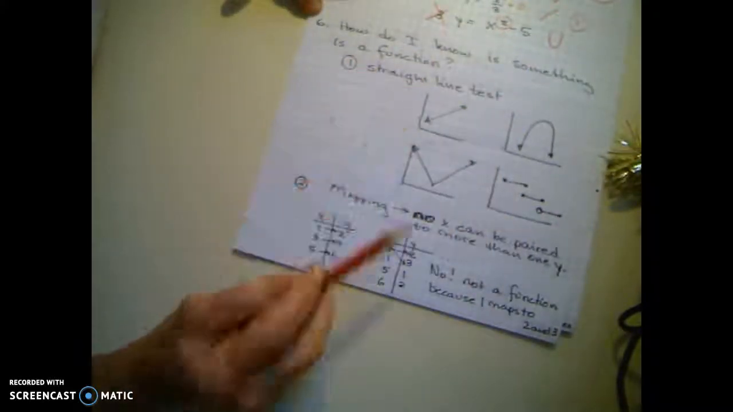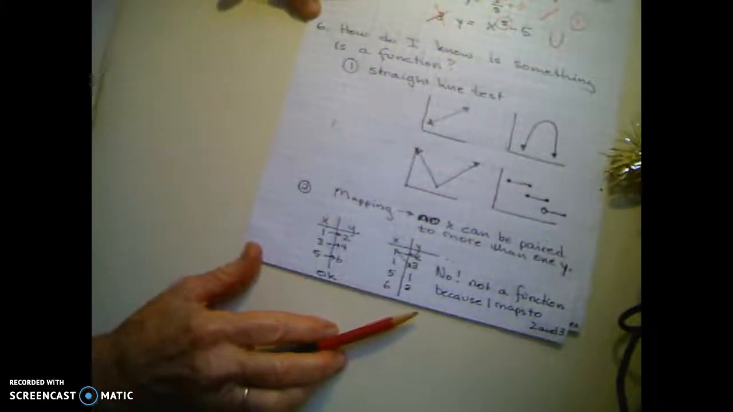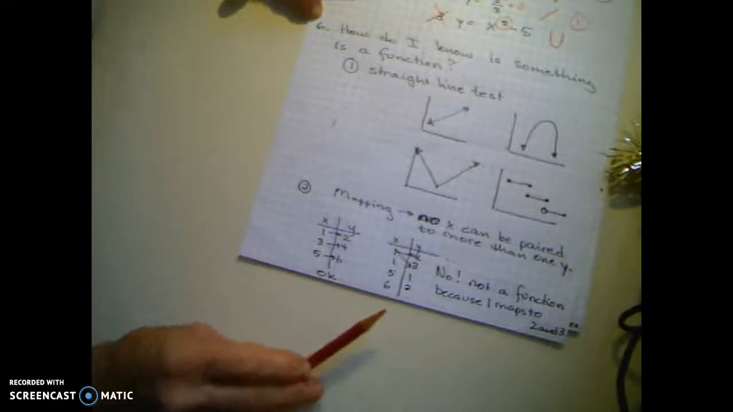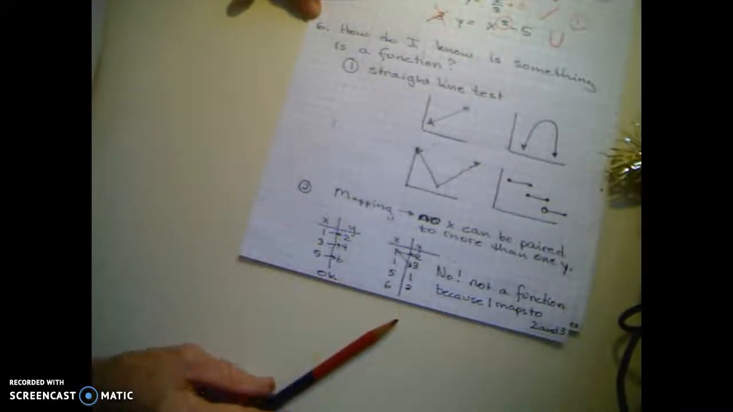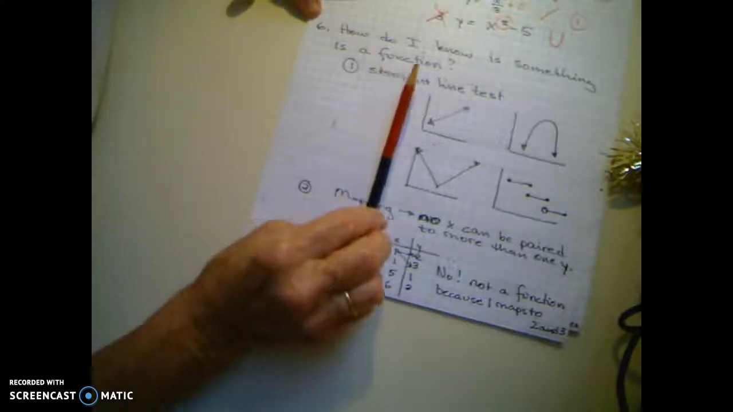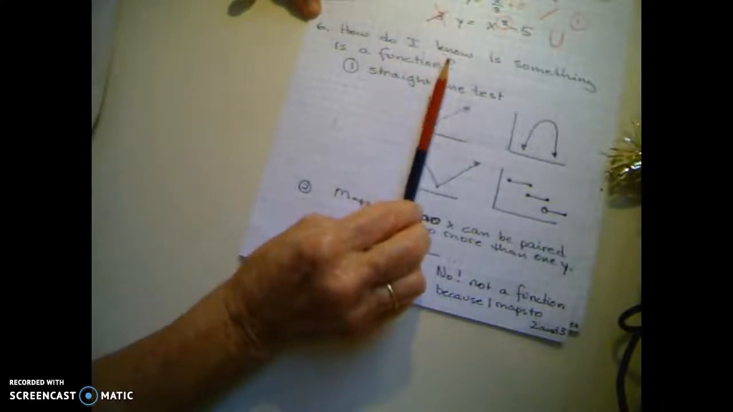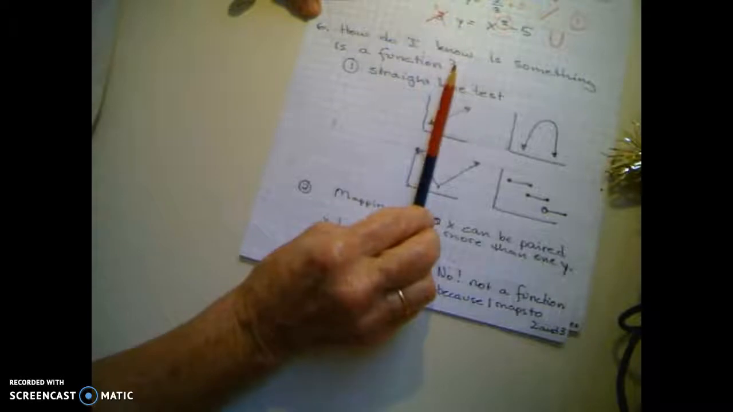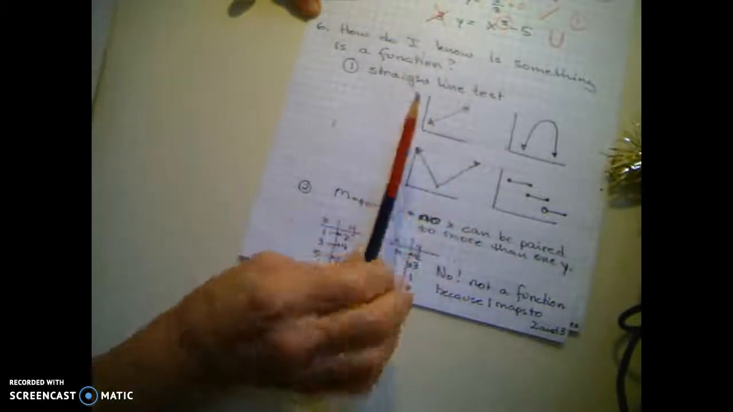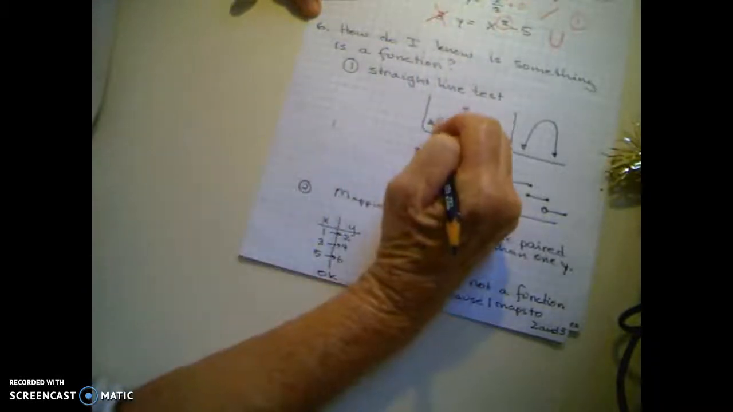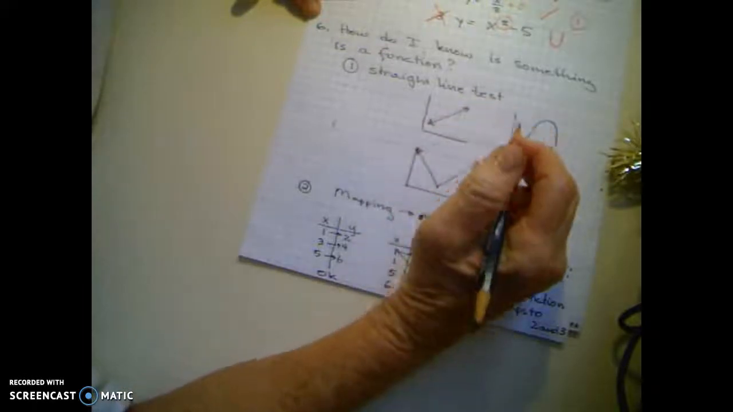Concept 6. How do I know if something is a function? If you remember in class, we did a couple of different tests. The easiest test for you to know is the straight line test. You take a pencil and you pass it over. We're going to go over graph 1 first. If I pass my pencil any place along this graph, it only intersects my graph 1 time. Therefore, this straight line is obviously a function.